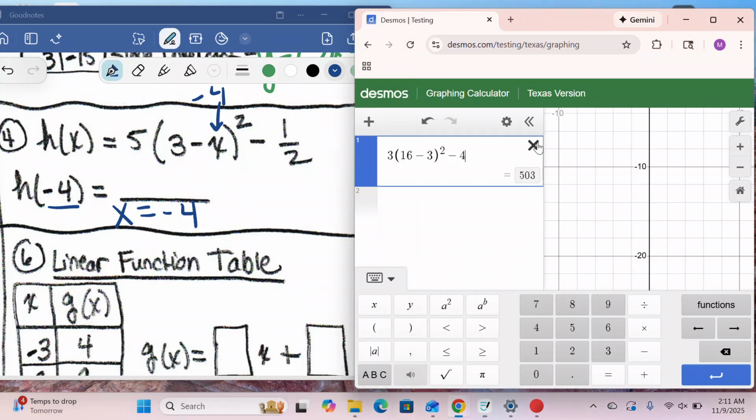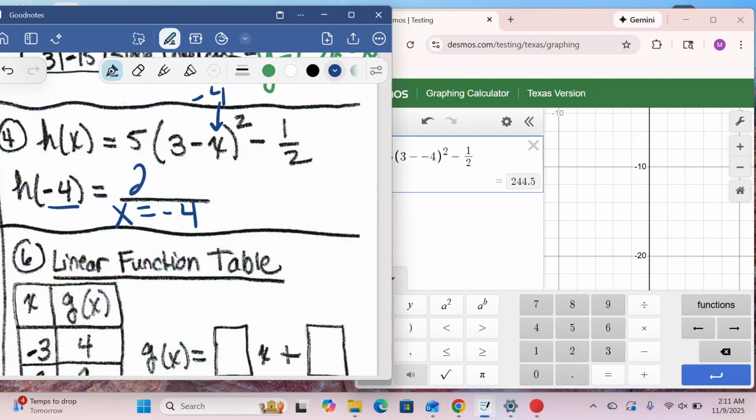So let's go ahead and put it in Desmos. So it's going to be 5, open parentheses, 3 minus 4, close parentheses, all quantity square, minus 1 divided by 2, which is 1/2. So that is my answer, 244.55. And again, Desmos does all the work for us.